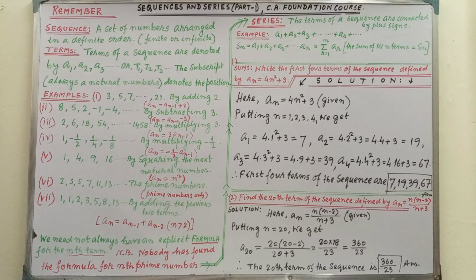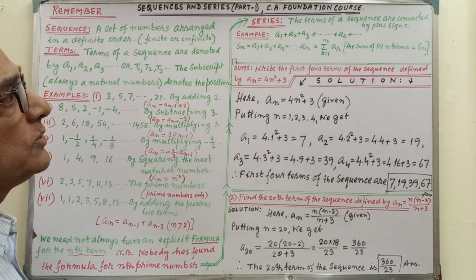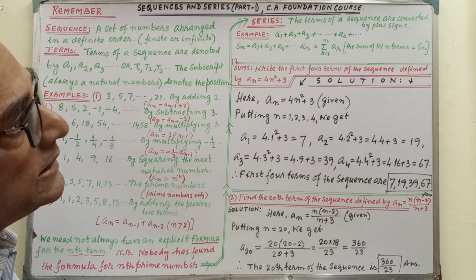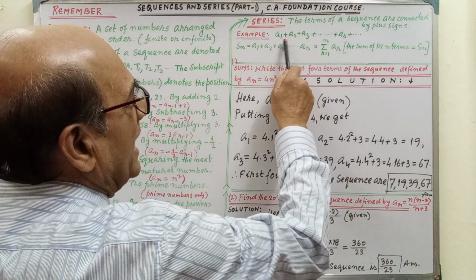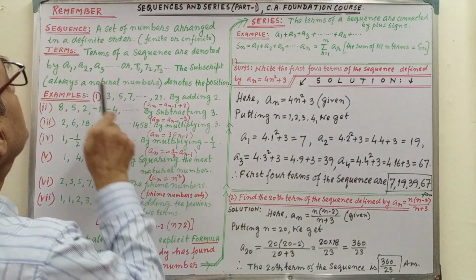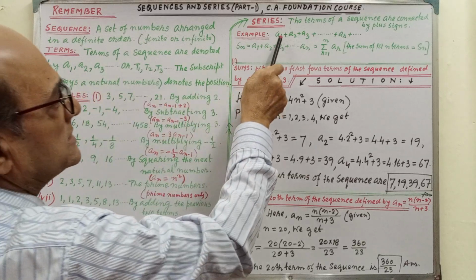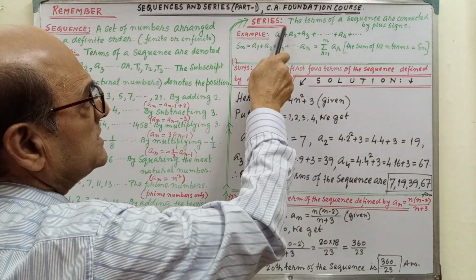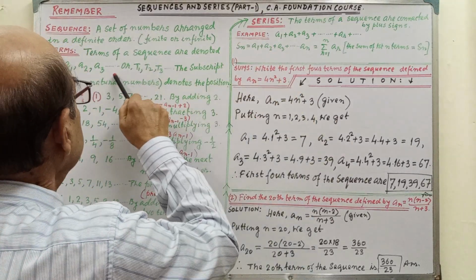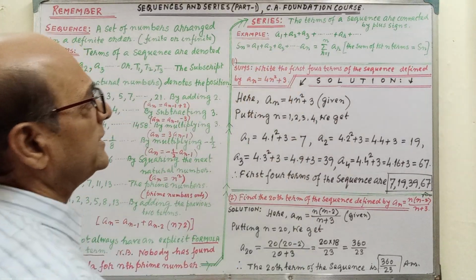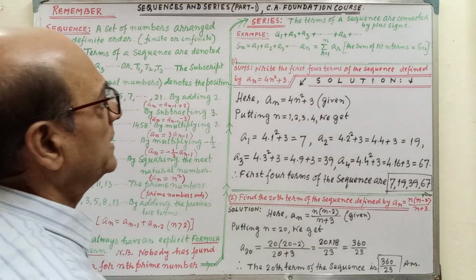Now, series. The terms of a sequence are connected by plus sign. Here there is no sign: A1, A2, A3. Here there is plus, plus, plus. This is the difference between sequence and series. Without plus, that is sequence. With plus, that is series. That you have to remember.